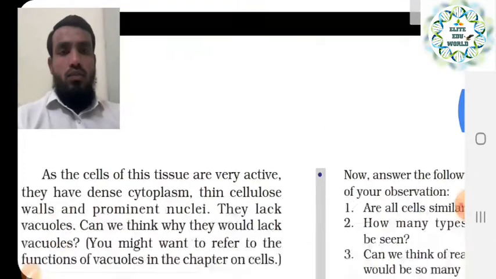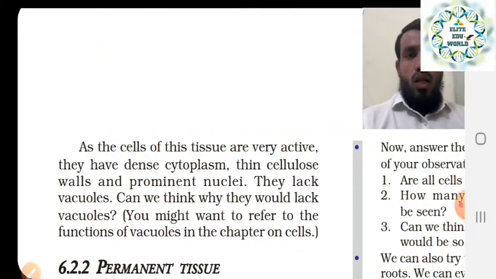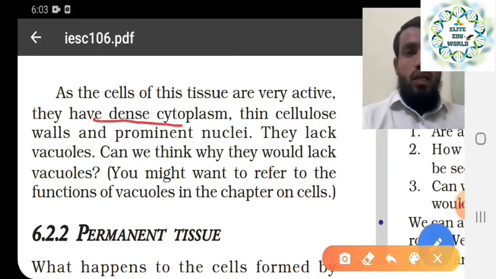On the next page we will start here. As we have seen, the cells of these tissues are very active. That is why we have said that it is a dividing tissue. They are dividing cells, so they have a dense cytoplasm. There is a reason why the cells are growing very rapidly. The reason is that they have dense cytoplasm.